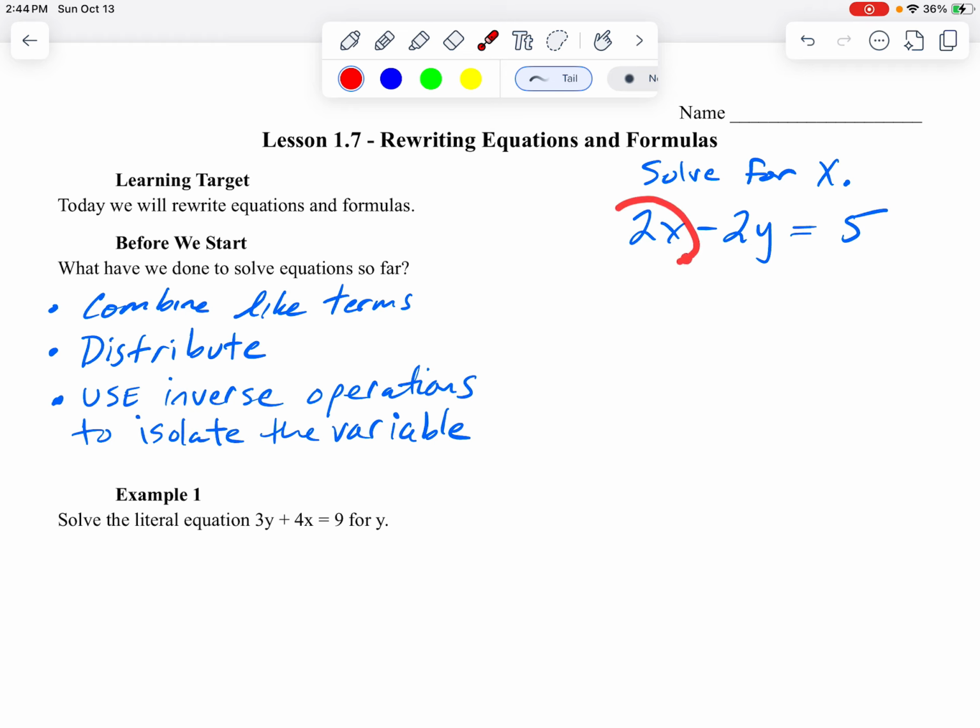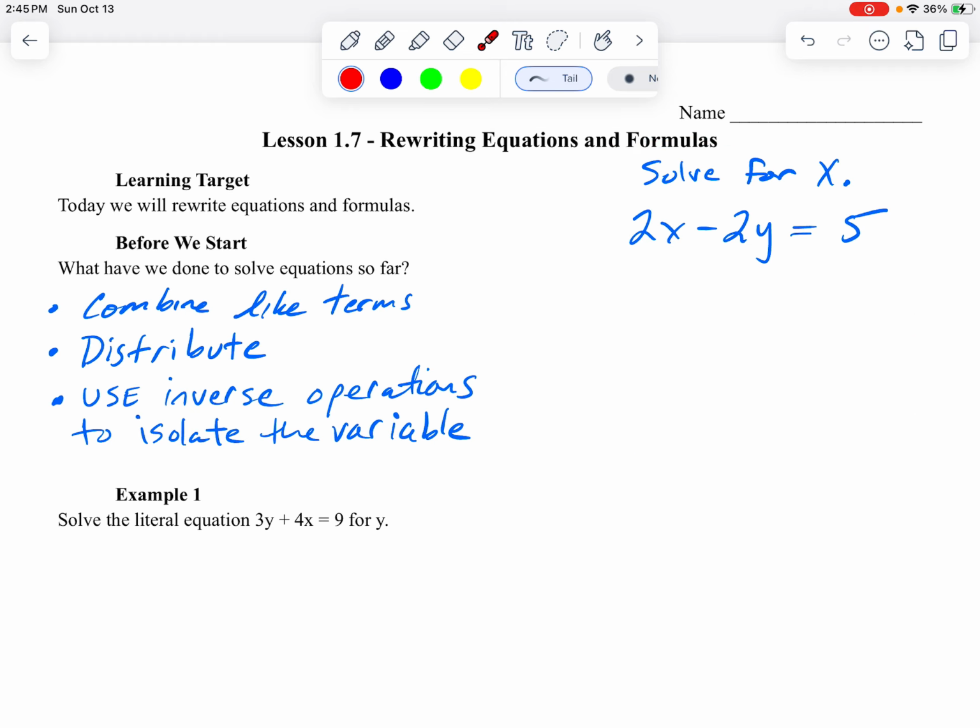Here's an equation. We've got an x term, we've got a y term, and it wants us to solve for x. That means our goal in this equation is going to be to get x all by itself, and however y ends up in there, that's okay. In the past, we've combined like terms when we need to, we've distributed, and then we use inverse operations to get that variable by itself, which in this case would be x.